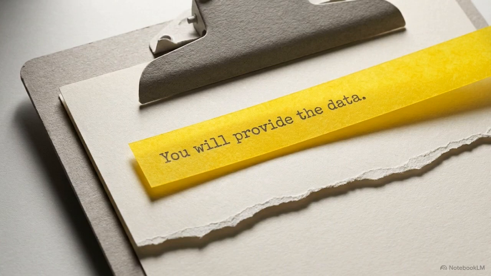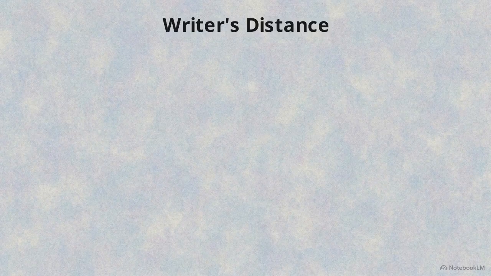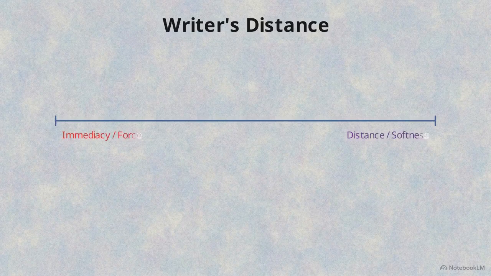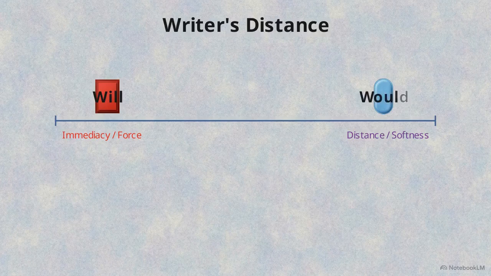Scan your text again for strict requirements, particularly anytime you use the word will. To soften a requirement, we use a concept called writer's distance. This timeline shows how it works. Immediate tenses, like will, sit right at the front edge. They feel aggressive. Would sits further back. It uses a past tense request to build a cushion between you and the recipient.